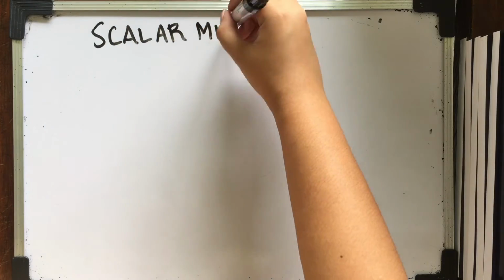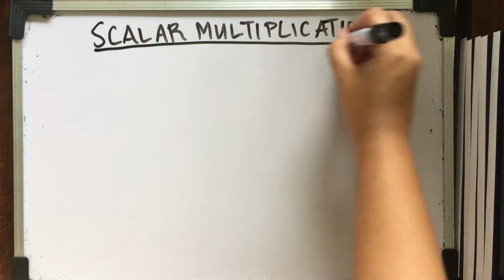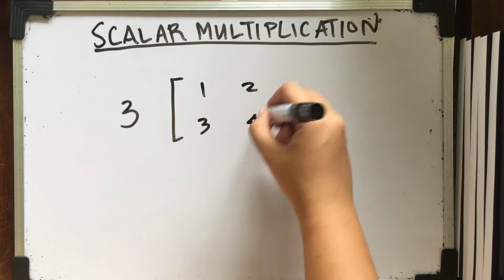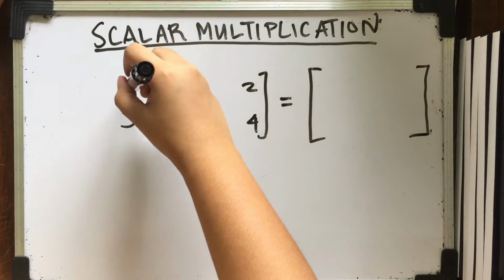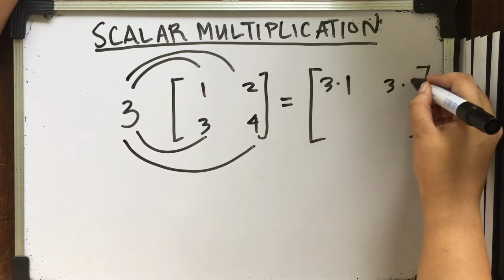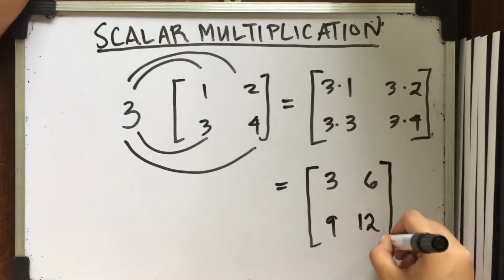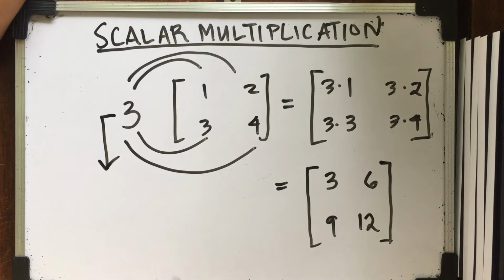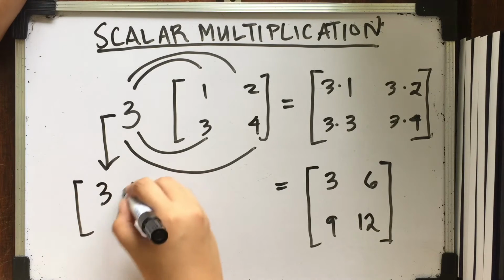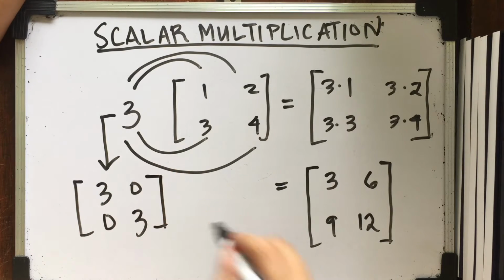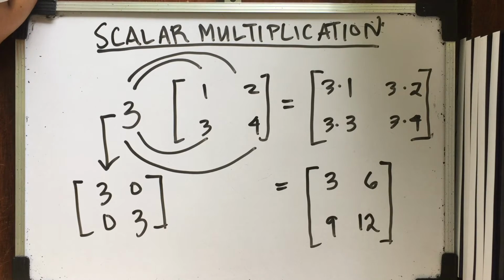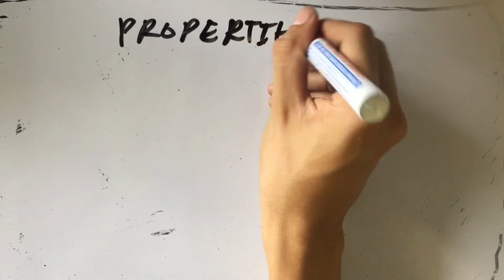Next is scalar multiplication. Scalar multiplication is the multiplication of a real number to a matrix. This is done by multiplying the real number to each entry in the matrix, like so. A way to express real numbers in matrix form is the scalar matrix. So if you have 3 as the real number to be multiplied to the matrix, you can express it as a scalar matrix and perform multiplication, which we will be discussing next.